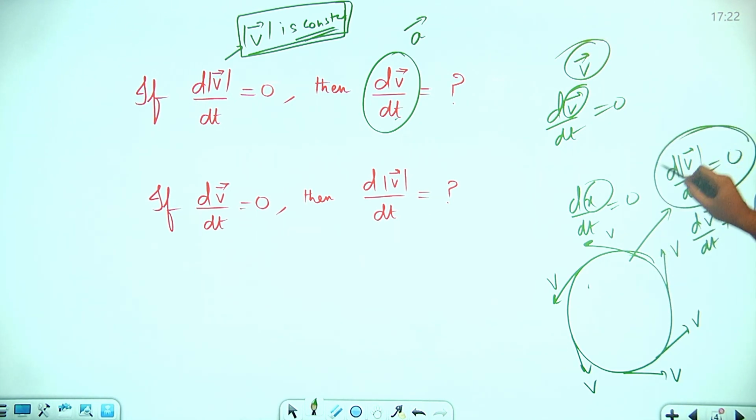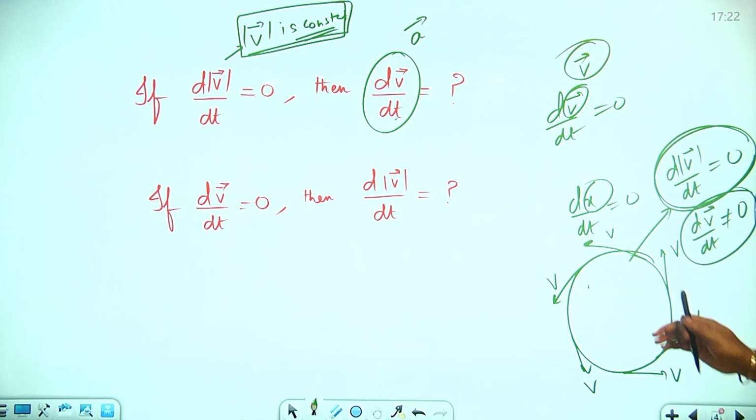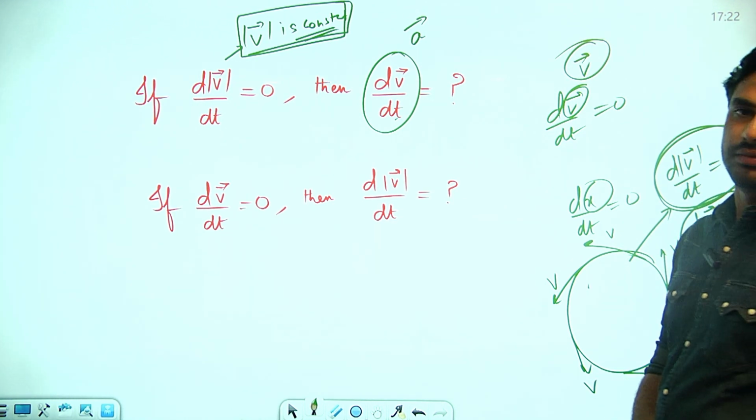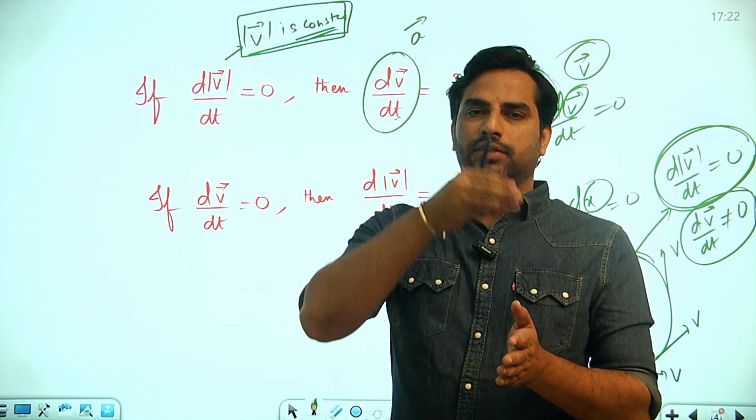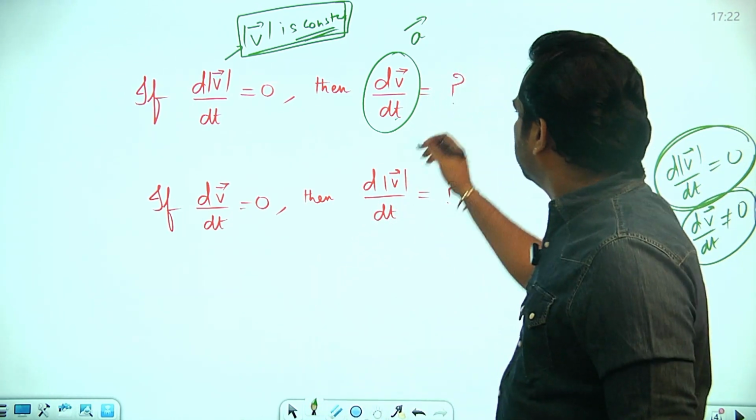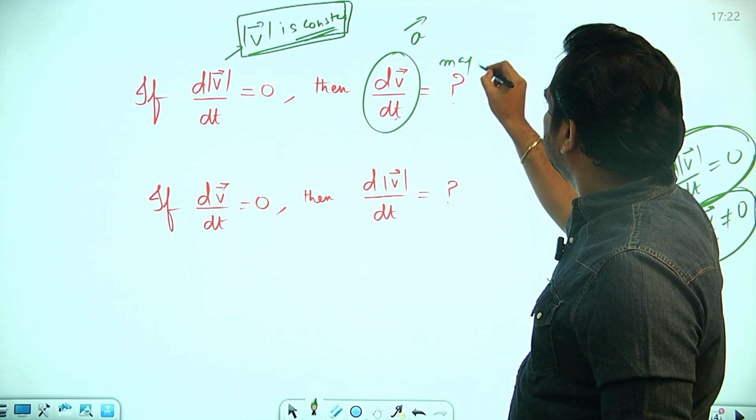This says that speed is remaining constant. This says that velocity is changing. Speed is constant, but velocity is changing. It is possible. Why? Because the direction alone is changing. So the answer to this may not be 0.